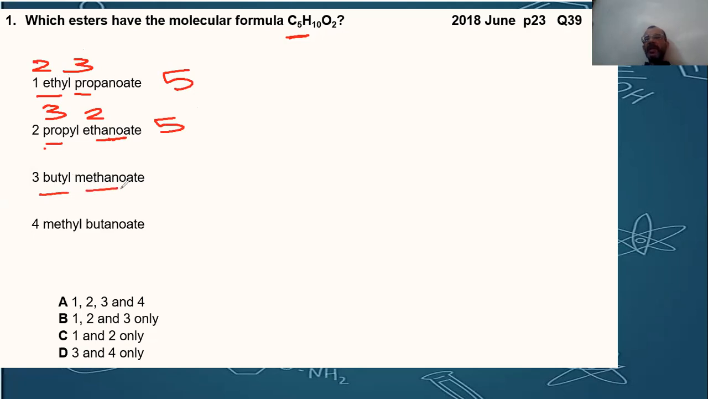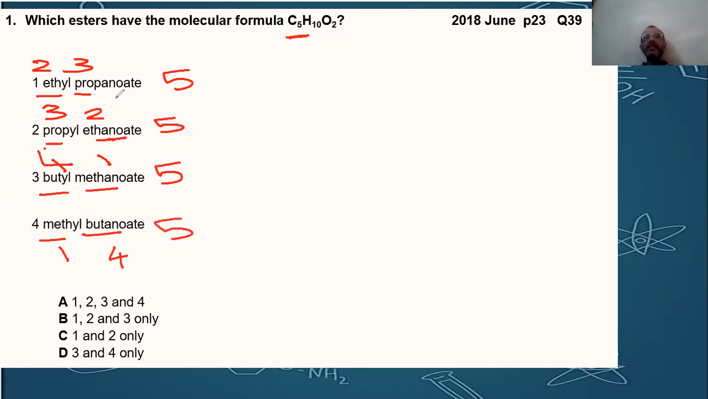Butyl methanoate. Butyl means 4. Meth means 1. Don't forget, meth is 1, eth is 2, prop is 3. So this one has 4, and meth means 1. So the total number of carbon atoms is 5. The last one, methyl butanoate. Meth means 1. But means 4. So here I have 5 carbon atoms.